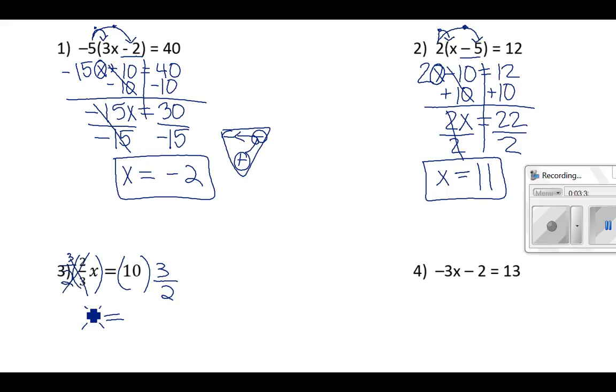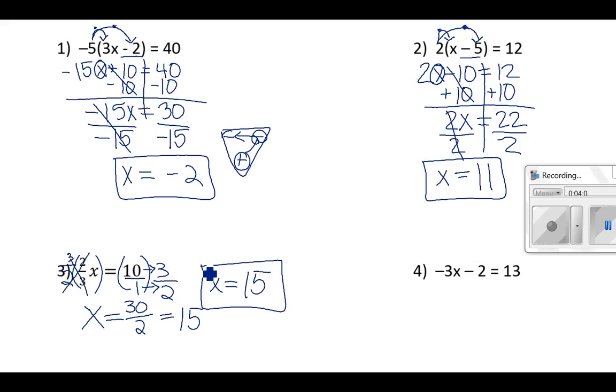Because I have 3/2 as a fraction, I'm going to make the 10 as a fraction and put a 1 under it. Then I can multiply the numerators and get 30, the denominators and get 2. To simplify that, 30 divided by 2 is 15, so x equals 15.